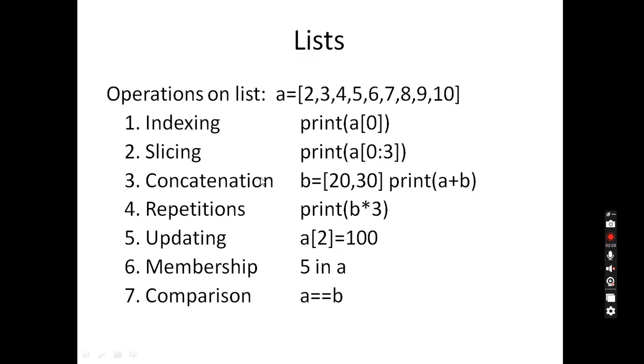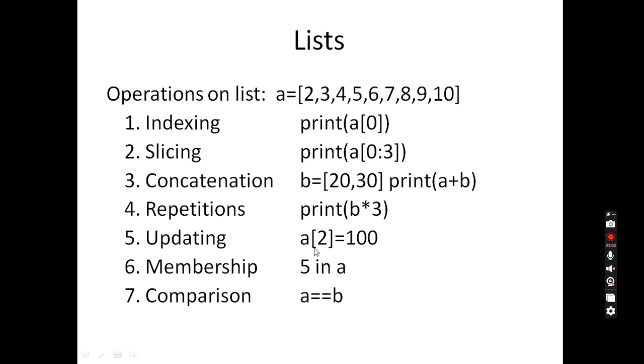For concatenation, we use a plus operator to concatenate two lists. I have one more list called B equal to 20, 30. Using the concatenation operation A plus B, I get the result 2, 3, 4, 5, 6, 7, 8, 9, 10, 20 and 30. Repetition is repeating the elements in a particular list using a star operator. I gave B star 3, so it repeats 3 times: 20, 30, 20, 30, 20, 30.